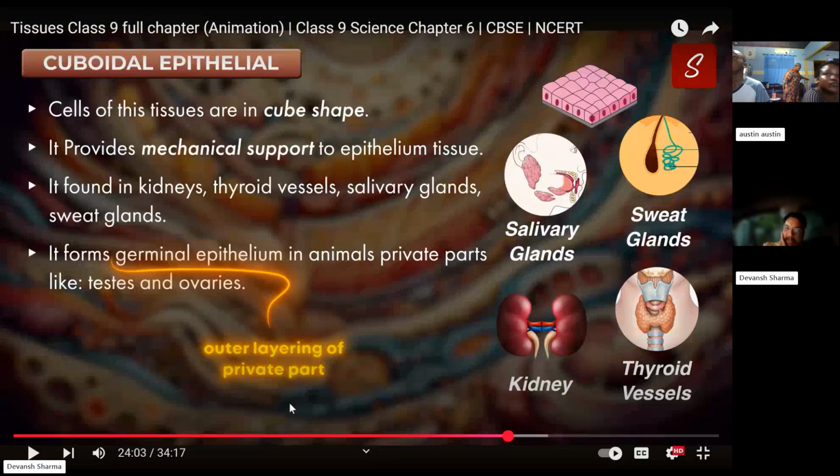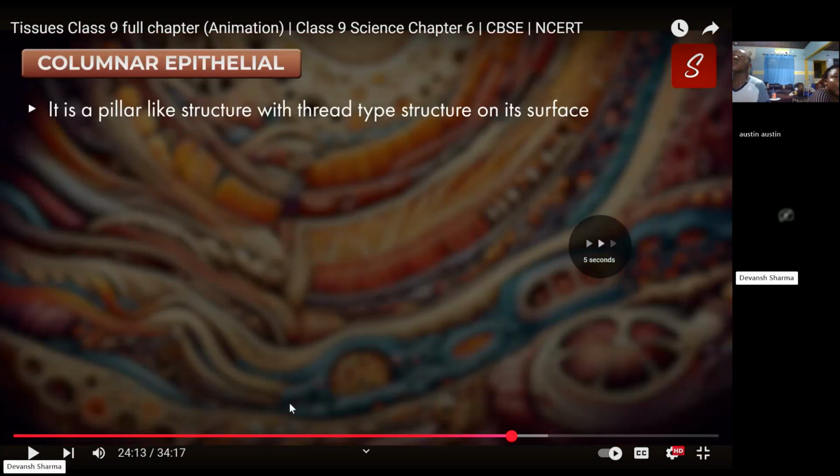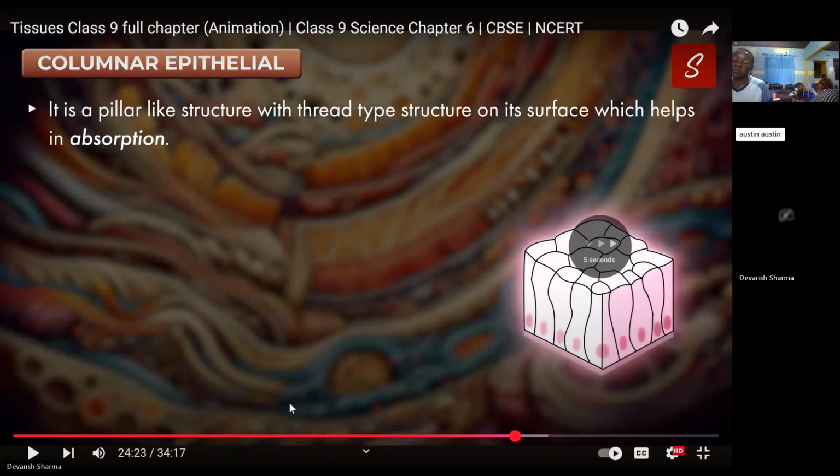In the same cuboidal epithelium, I told you that its function is to provide support as well as protection. So now write the next one, columnar epithelial, and make this diagram.